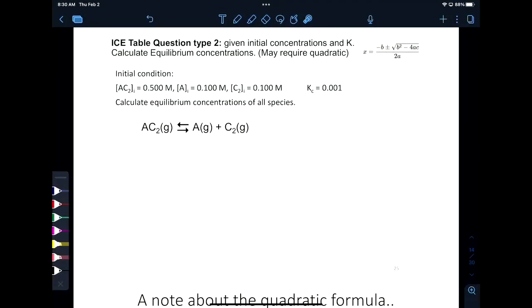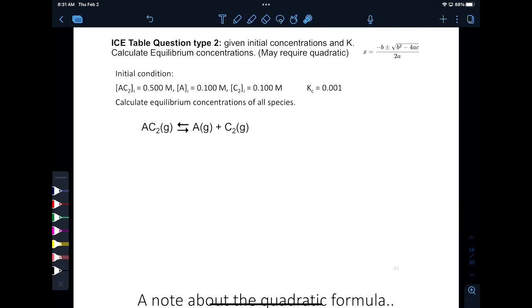All right, so this is question type 2. For ice tables, it's harder. It oftentimes requires a quadratic formula. But I'll teach you some tricks so we don't have to do it because I'm lazy. All right, we give you the quadratic formula on the exam if you want to do it. But I'm going to teach you ways where you don't have to do it.